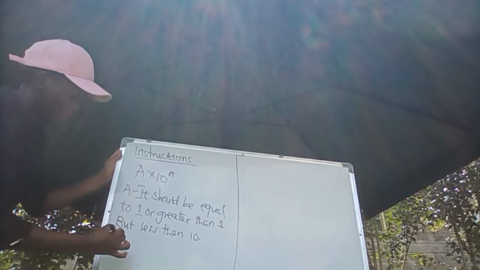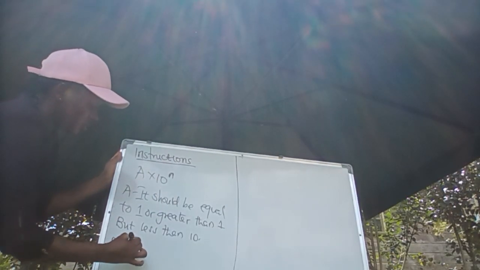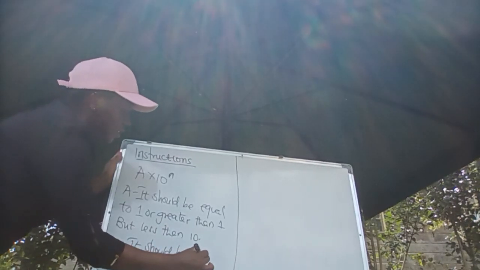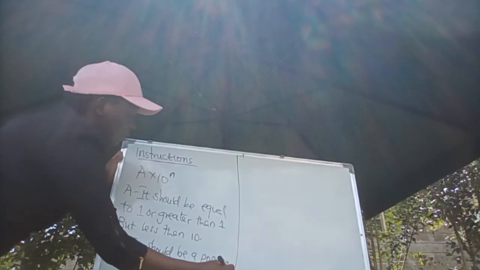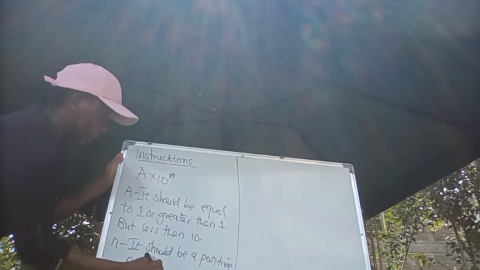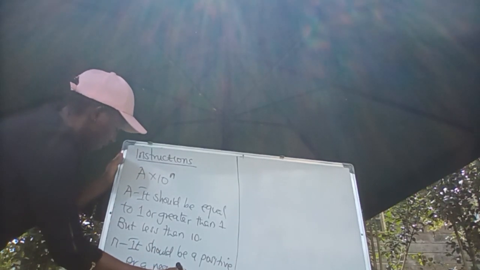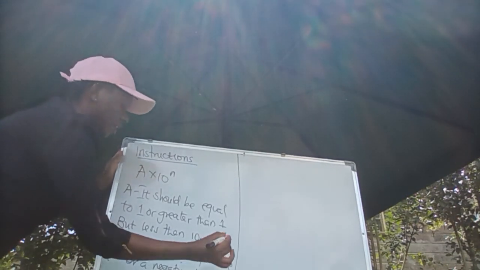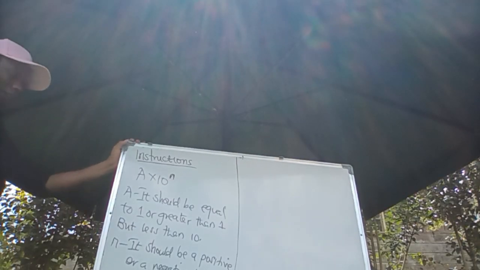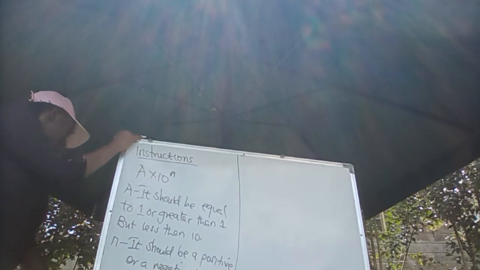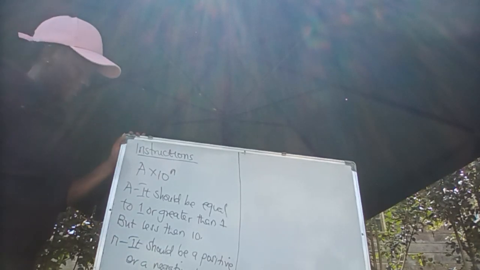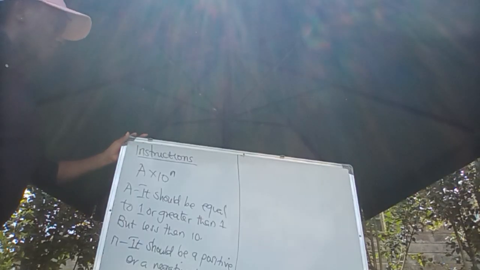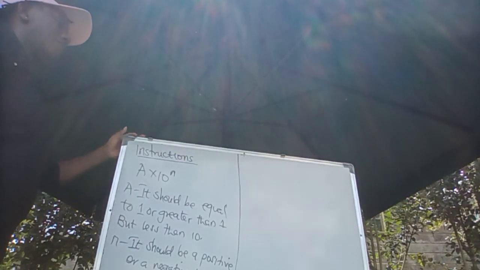N should be a positive or a negative what? It can be either a positive or a negative integer. Are we together? So those are the instructions that you should follow when changing a number into standard form.